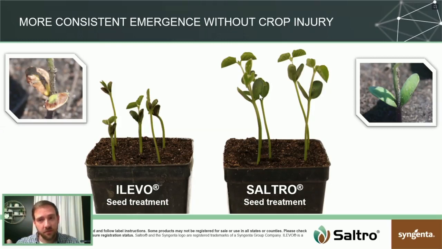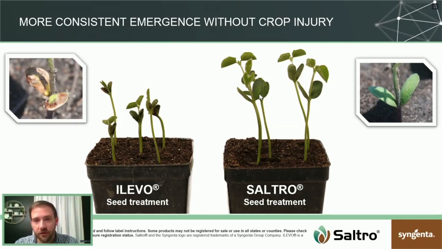If you think about it, the plants you see on the screen were grown in completely clean soil, no pre-emergent herbicides, nothing in the soil. And you can already see the difference between what the Aleva treatment and the Saltro treatment are bringing in terms of early season plant health. You stack a pre-emergent herbicide on top of that, put in even colder, even wetter environments than what we put into the greenhouse, and these differences really start to separate.